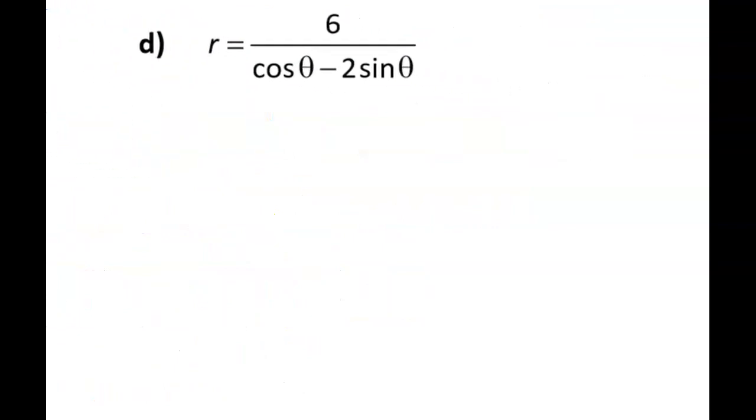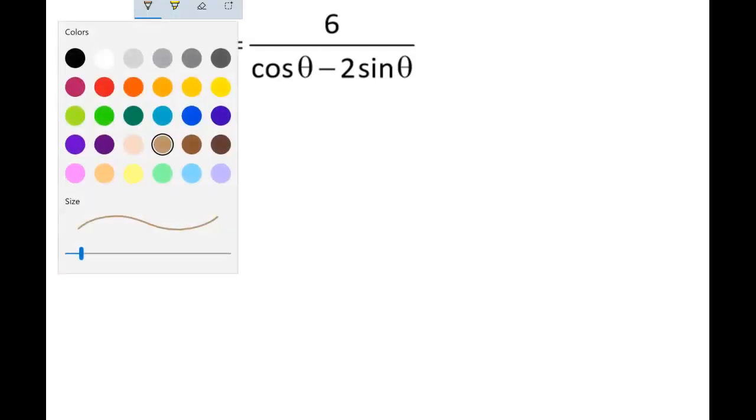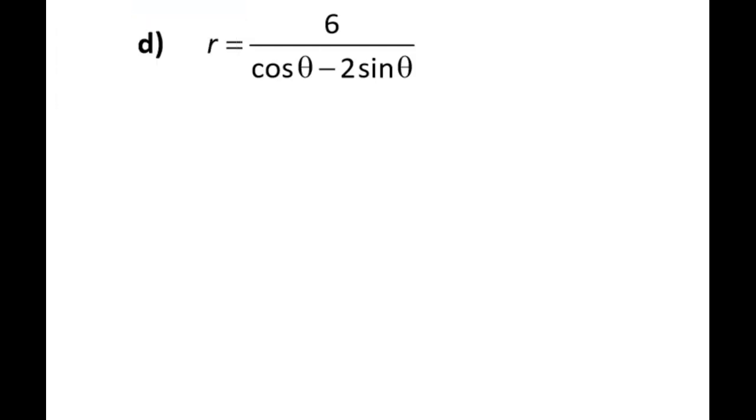All right, in D we have r equals 6 over the cosine of theta minus 2 times the sine of theta. You might remember this one as looking like the same result that we got when we solved for the equation of a line in polar form. What we're going to do here is multiply both sides by the denominator first. So we have r times the cosine of theta minus 2 times the sine of theta equals 6.